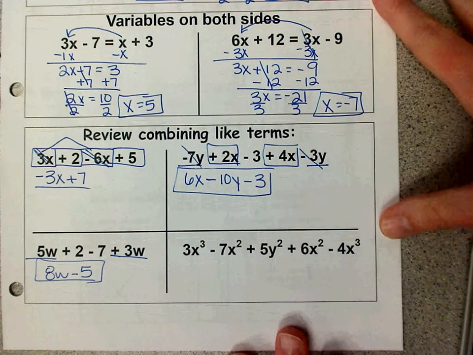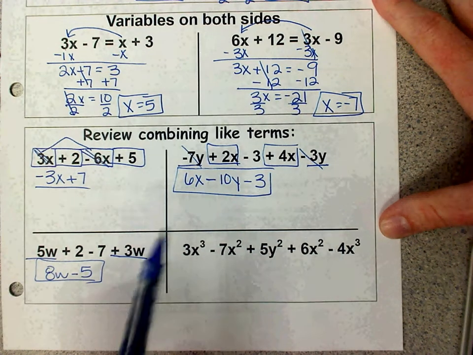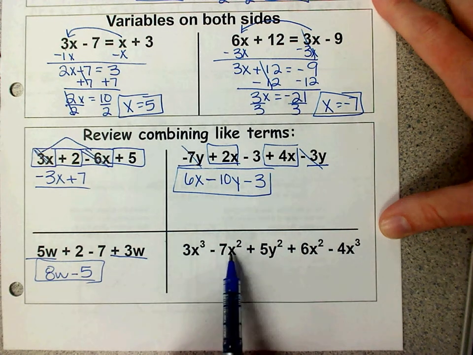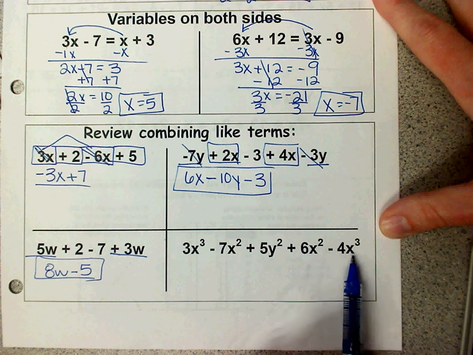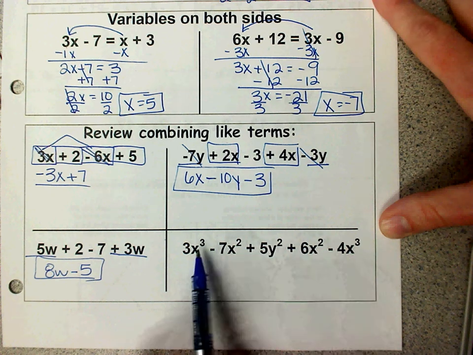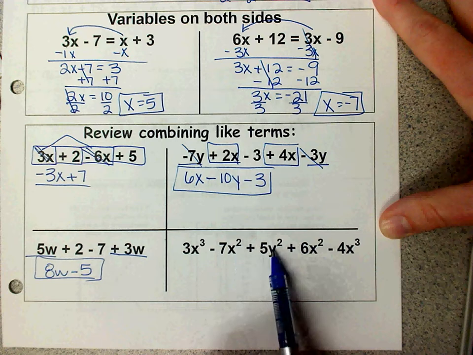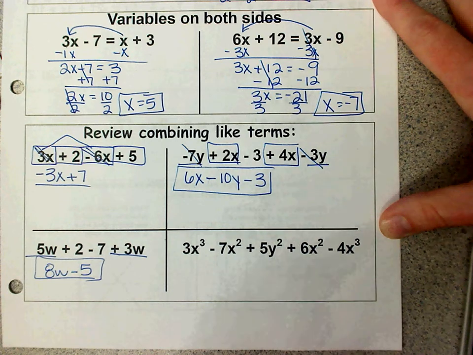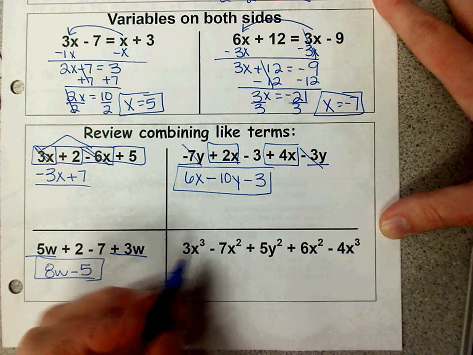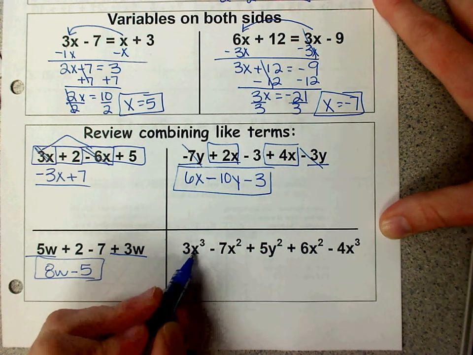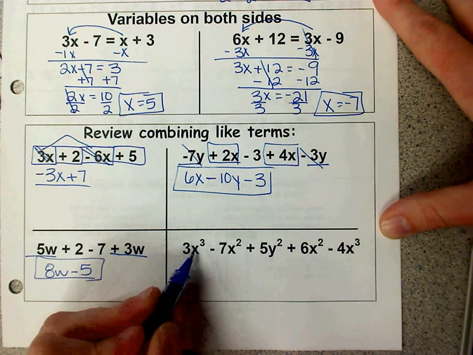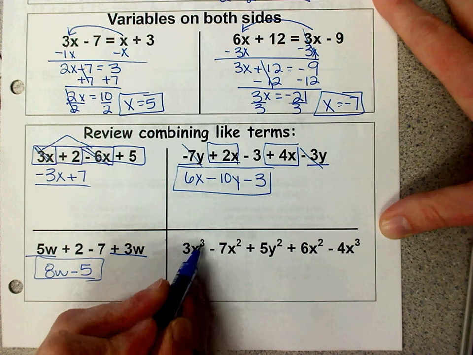Our last review. Here we have 3 different types of variables. We have x to the third, we have x squared, and we have y squared. So we're going to take the highest variable, or the highest degree, first. So x to the third.